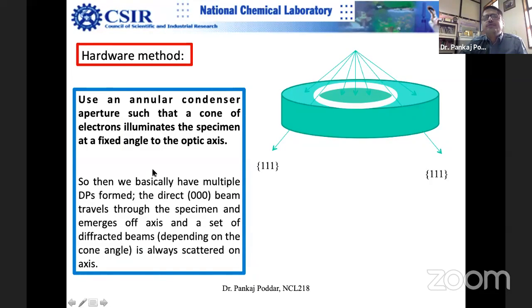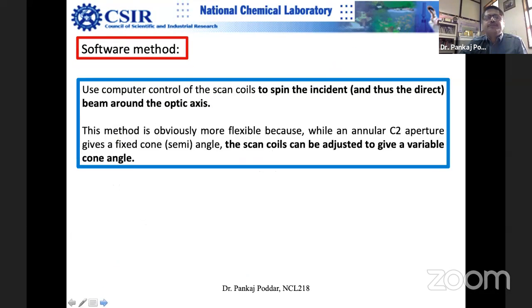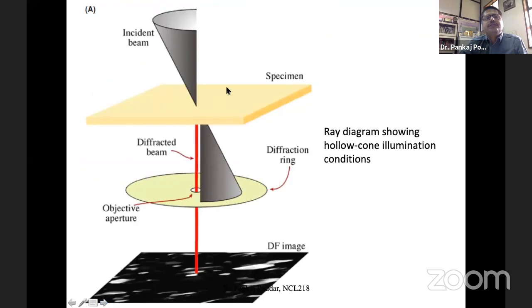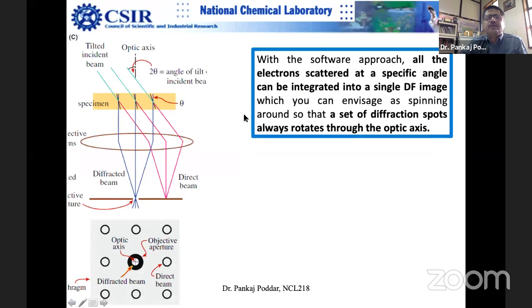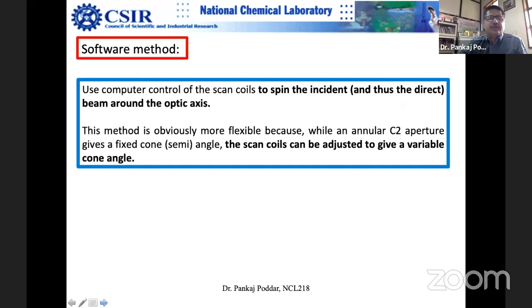So what you do, you basically spin the beam. This is called hollow cone. You spin the beam in a cone rather than tilting, as I showed you. Tilting has a problem: you only get one specific area. But if you keep on rotating this beam, then it appears that you are scanning all those electrons. You start spinning rather than tilting. I'll just show you.